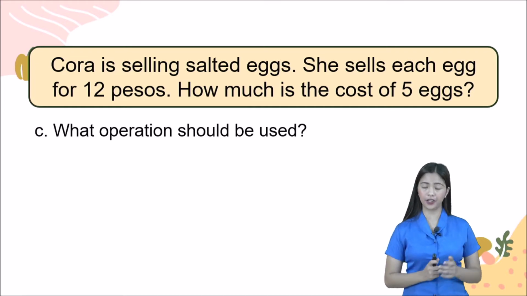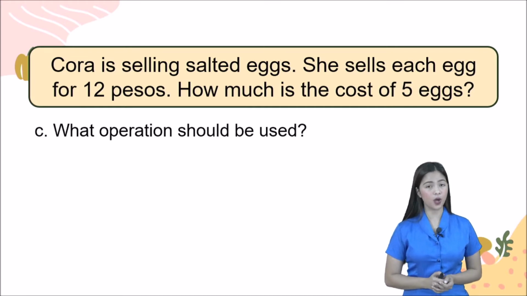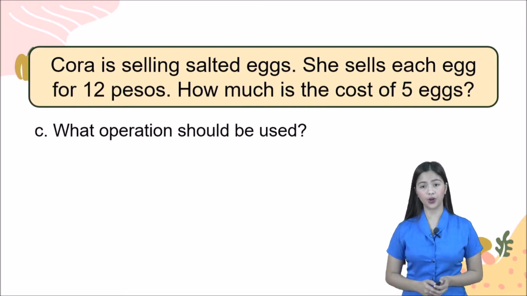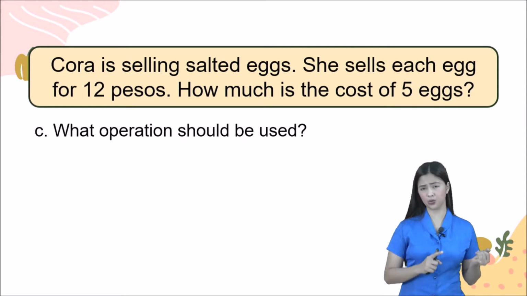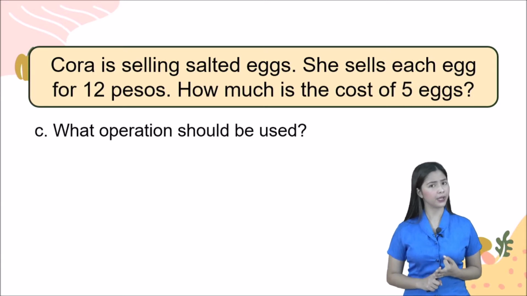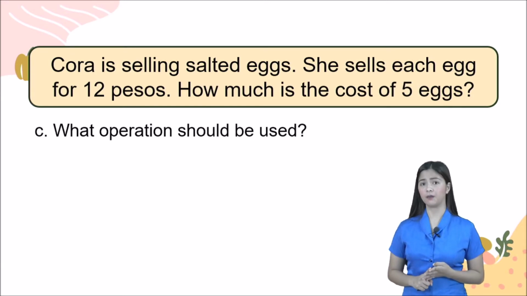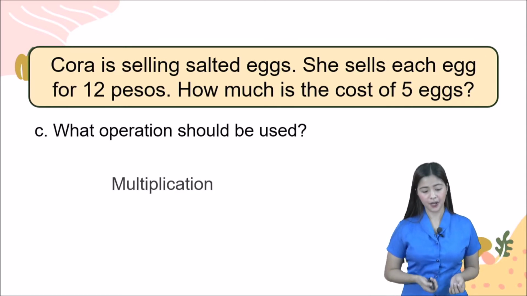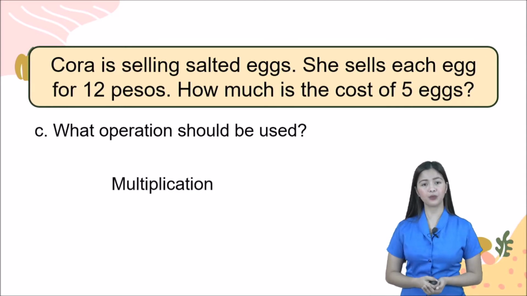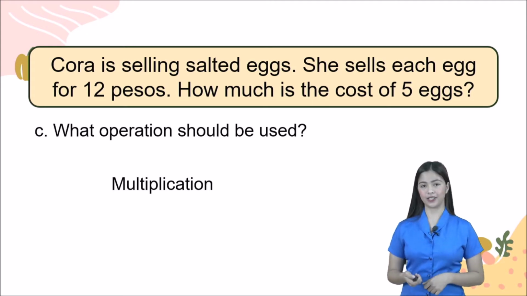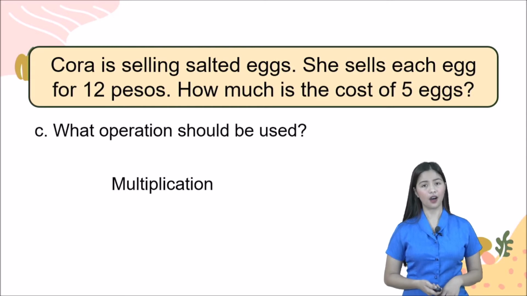So in here, we are finding the total cost of the salted eggs if you are going to buy 5. So what do we need to do? Do we need to add? Do we need to subtract? Do we need to multiply? Or do we need to divide? What do you think? Very good. We need to multiply. So we are going to multiply 5 eggs by 12 pesos to get the total cost of the 5 salted eggs.